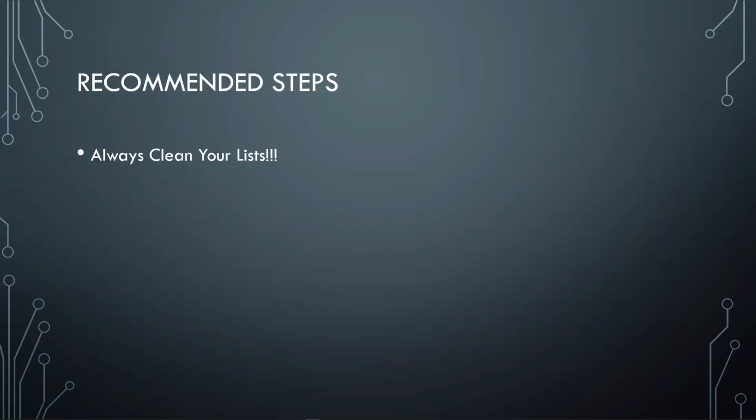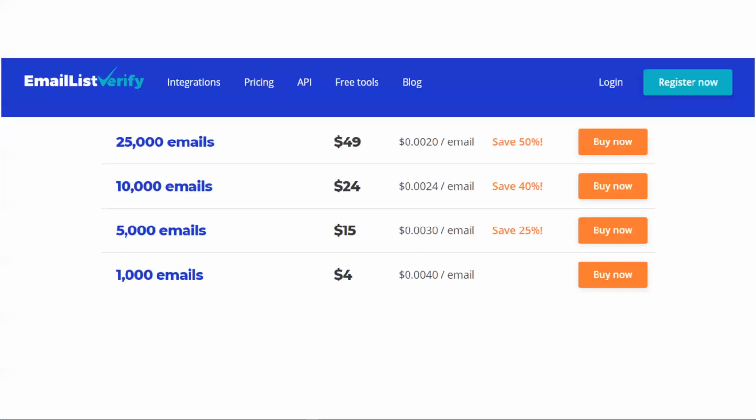So now some recommended steps, and this is really important, and we talked about it back in the beginning of the video, but it's always important to clean your list. A couple of examples of how you can do that. There's a place called Email List Verify, and in this case you can scrub a file. You'll upload a CSV, and it'll go through and tell you whether any of those emails are bad. It'll verify and give you a list back of which of those emails were good. In this case, $49 to scrub 25,000 emails, not too bad.